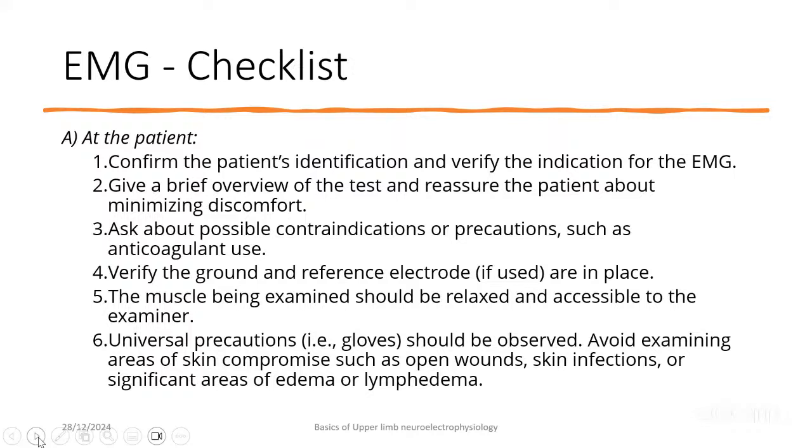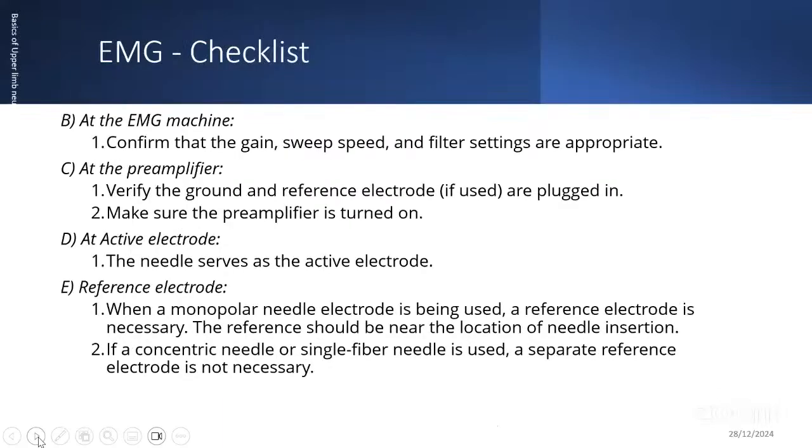There will be pain. Ask about possible contraindications or precautions, such as anticoagulant use in cases of stroke. Verify the ground and reference electrodes are in place. The muscle being examined should be relaxed and accessible to the examiner. Gloves should be worn. Avoid examining areas of compromised skin, such as open wounds, skin infections, significant areas of edema, and lymphedema. It's not good to do EMG there.